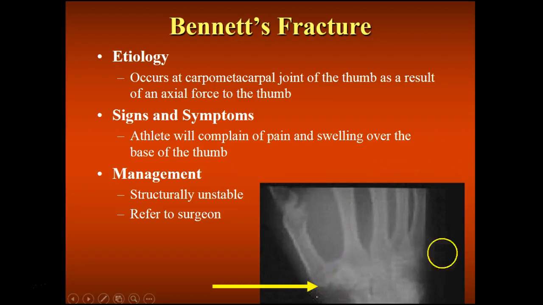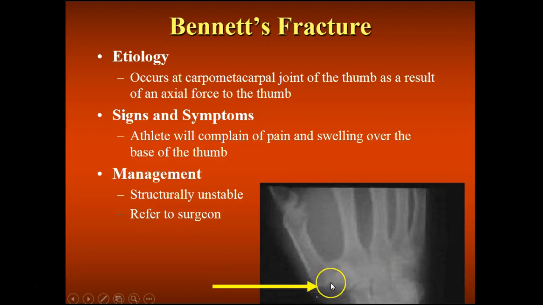And so the thumb becomes so unstable, because we can imagine that if this were a through and through fracture, the thumb would really honestly be separated from the rest of the 4 fingers that we have on our hand. And so this is a truly structurally unstable injury that warrants surgical intervention. So we need to refer.